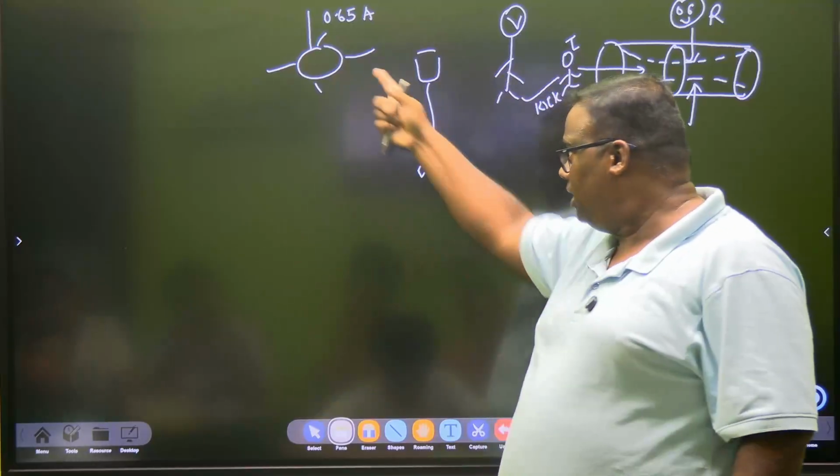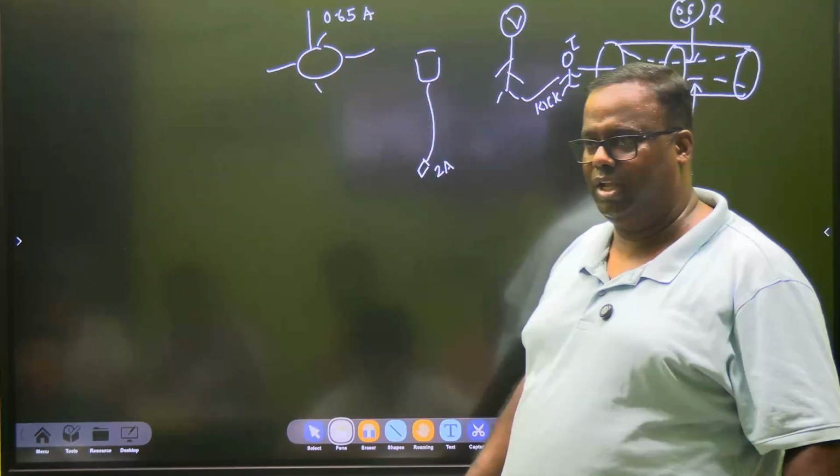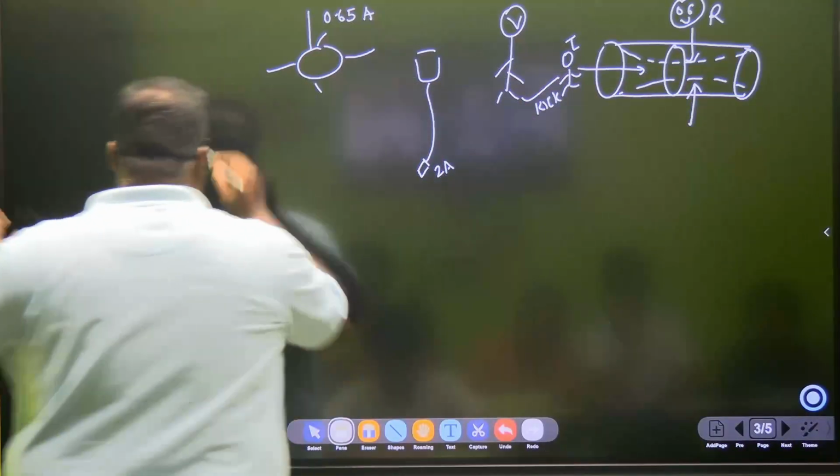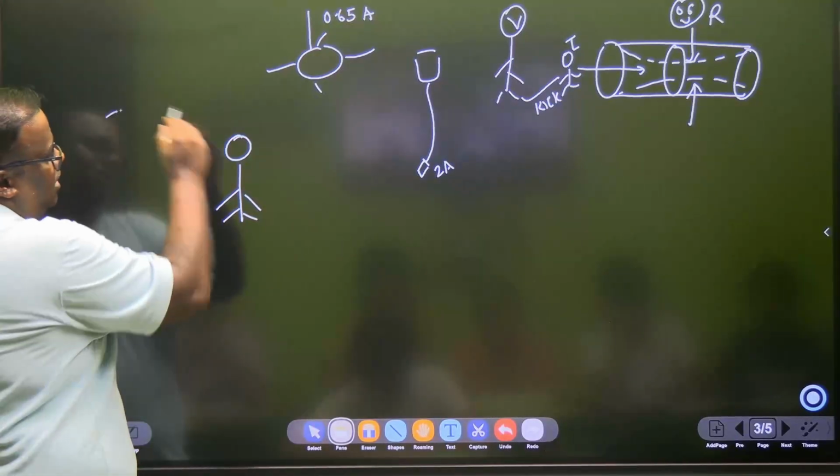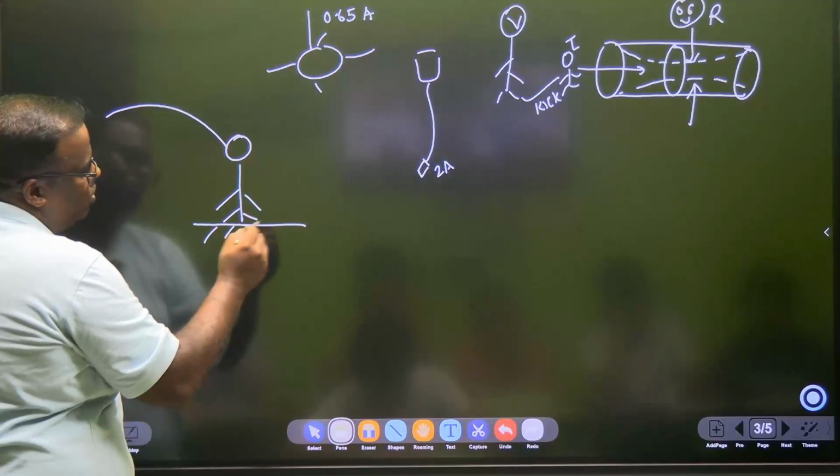What is the thing where the mathematics is not fitting? The mathematics is not fitting because it is something like this. You are a human being, right? And this is the ground on which you are standing.